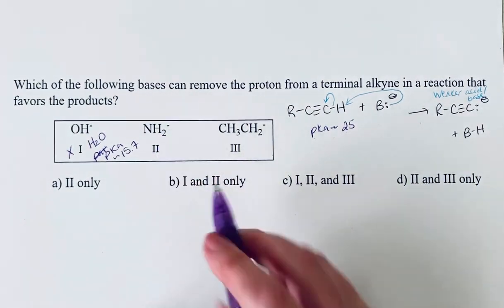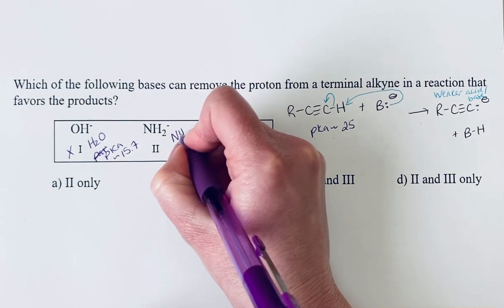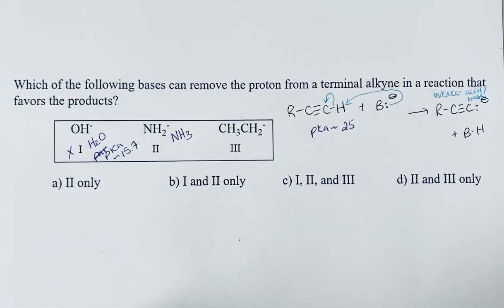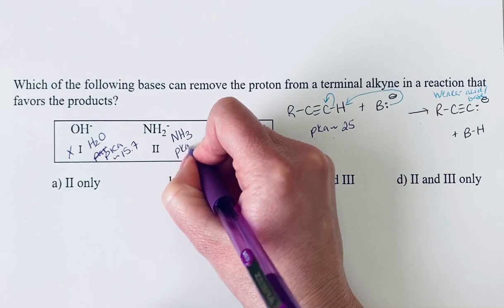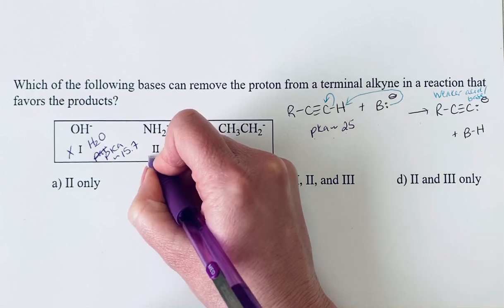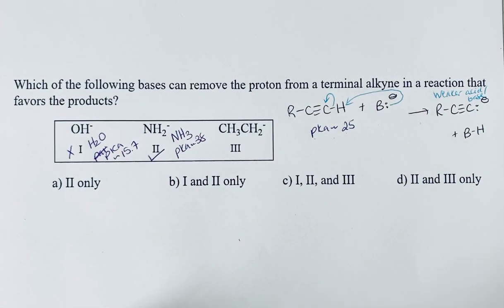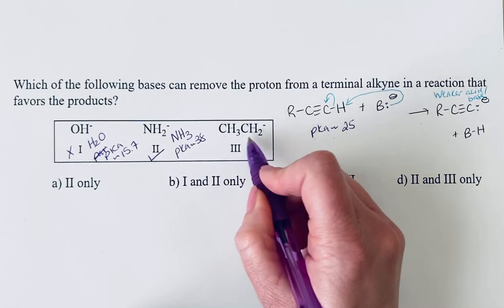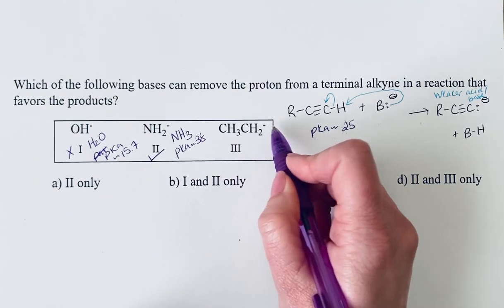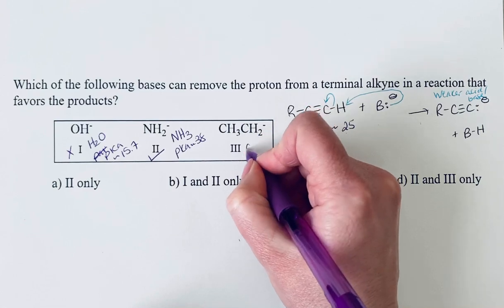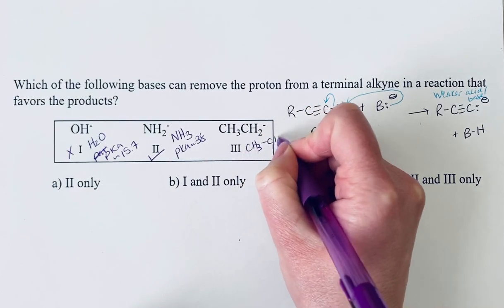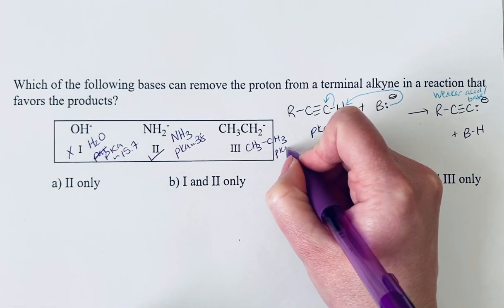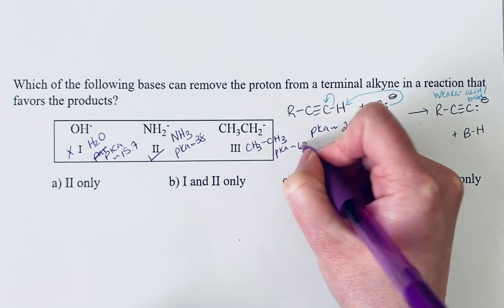If we look at our second option, the amide, the conjugate acid of that is ammonia, which has a pKa of around 38. So this base would be strong enough. The third option is an anion of an alkane. So if we put a hydrogen back onto that last carbon atom to draw the conjugate acid, we would see an alkane. Alkanes are very weak acids with pKa's of approximately 60.